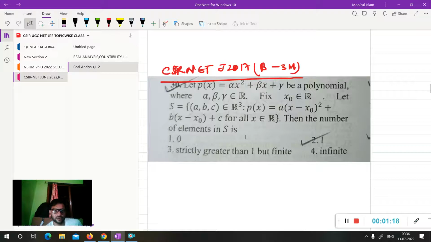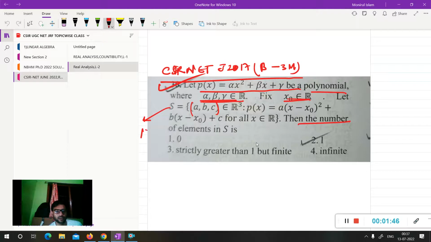So let's start. This question says that P(x) is equal to alpha x square plus beta x plus gamma. This is a polynomial, where alpha, beta, gamma belong to real numbers. It says if x naught belongs to R, then the set S is equal to the set of all (a, b, c) belonging to R cube such that P(x) is equal to a(x minus x naught) square plus b(x minus x naught) plus c. How many elements are in the set S? It is asking the number of elements in the set, that is, the cardinality of S.